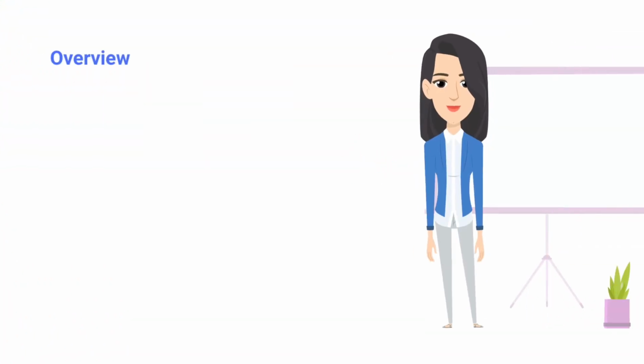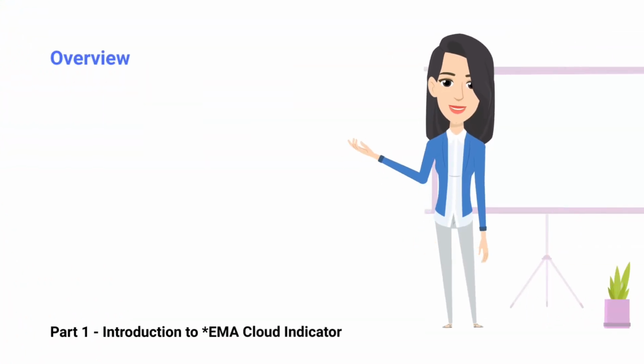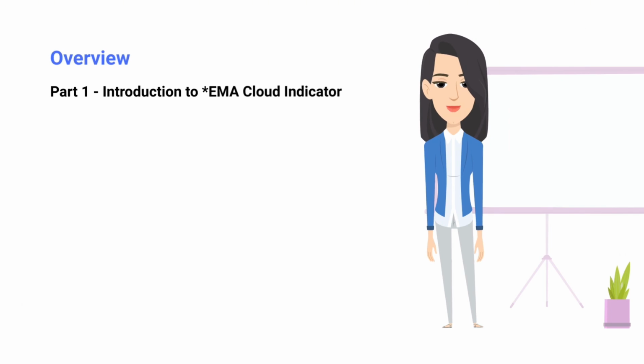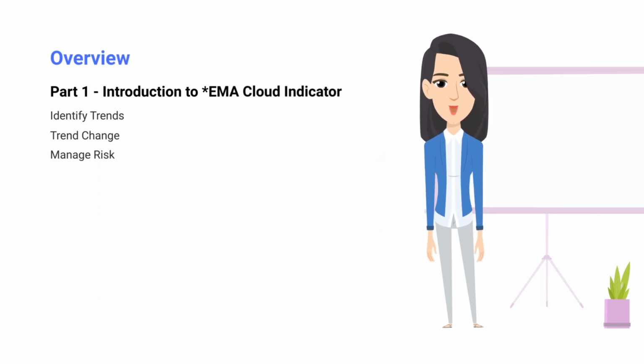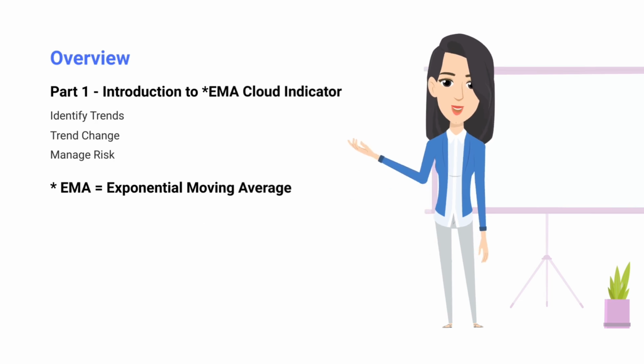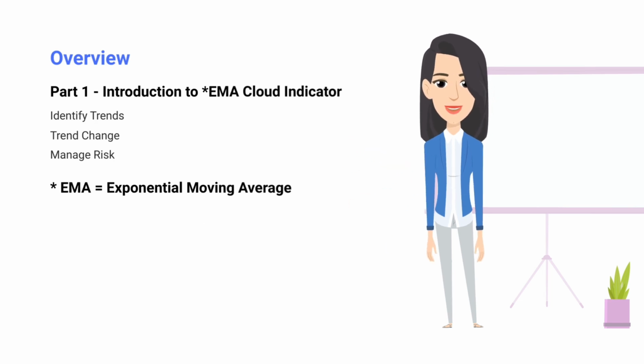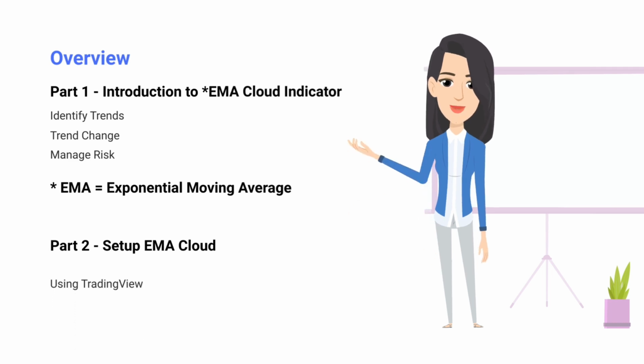Welcome everyone! In today's video, I'm going to introduce you to a very powerful indicator that can be used to identify trends, trend change, and managing risk. It is called EMA Cloud Indicator. For those of you who are unfamiliar, EMA stands for exponential moving average. Later in the video, I will show you how to set it up in a platform called TradingView.